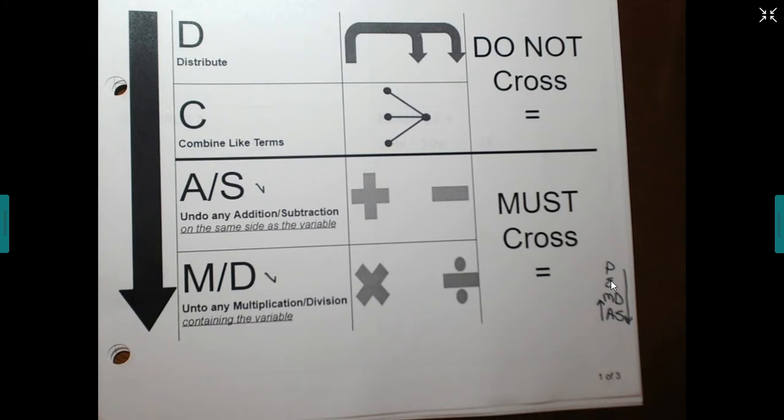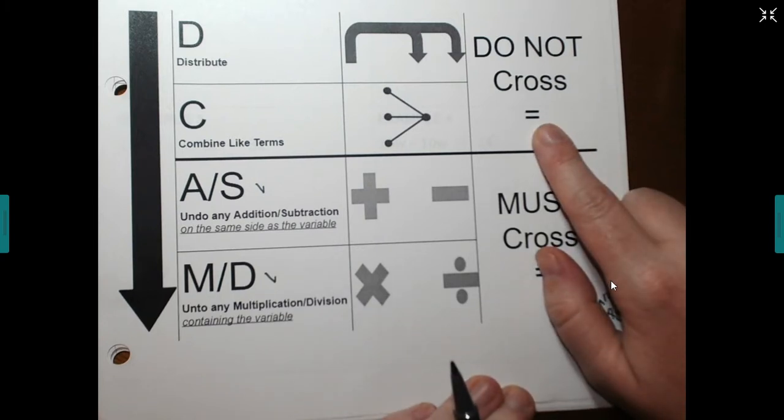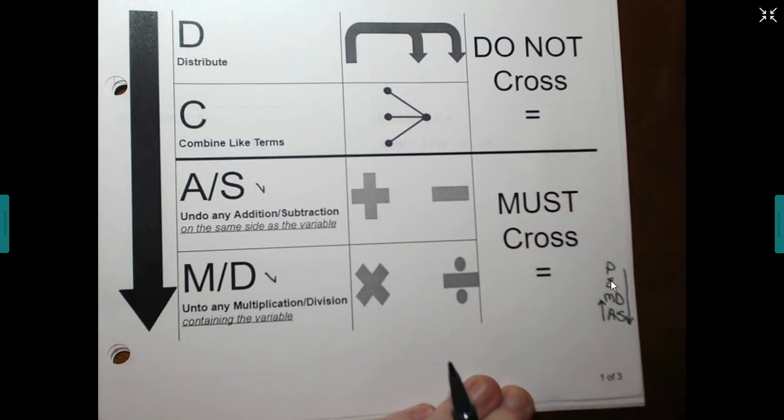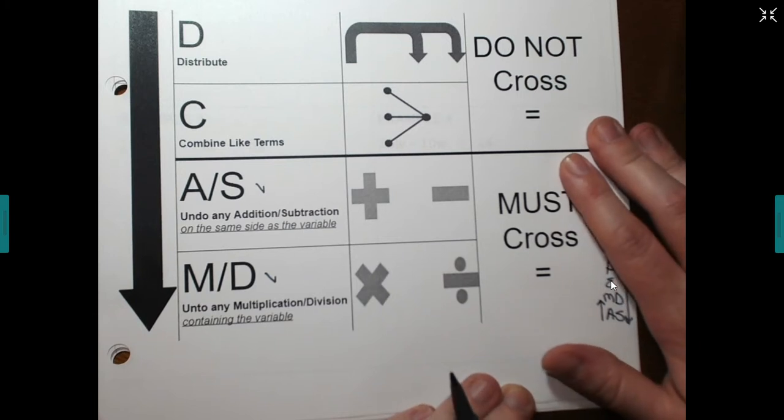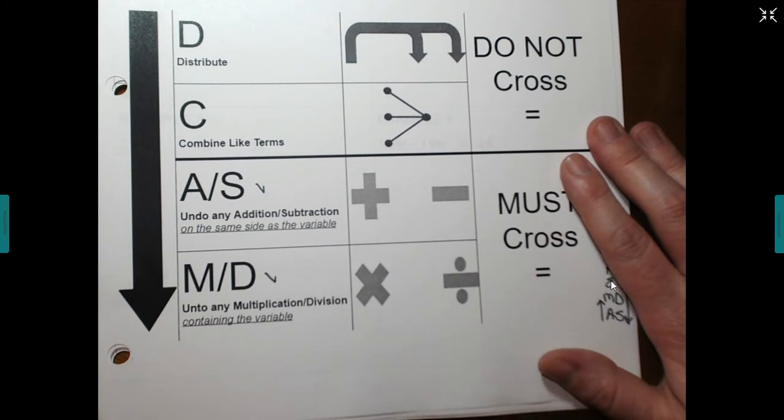Today we're going to talk about stuff that does not cross the equal sign, stuff that is just on one side of the equation or another. I know, you're like, but Miss McNabb, you told us if we do something to one side, we have to do it to the other. It's okay, we'll figure it out.